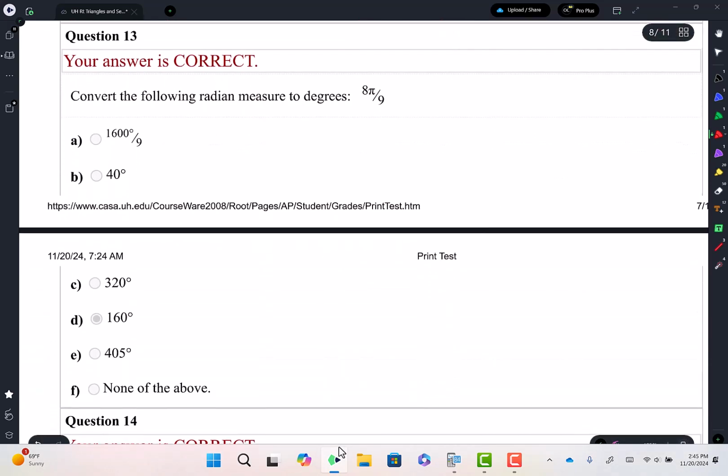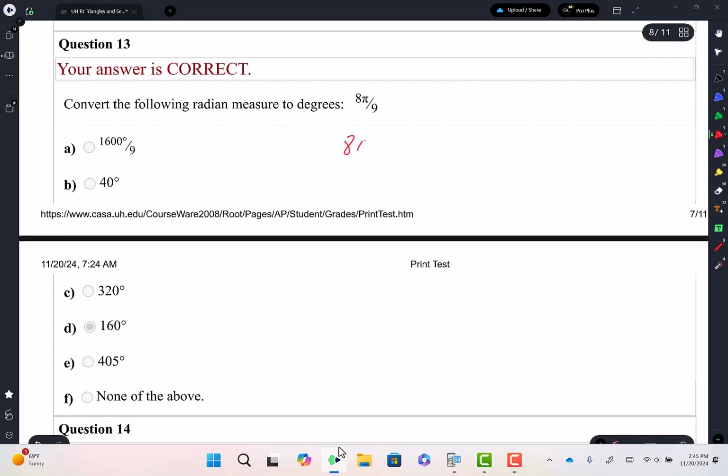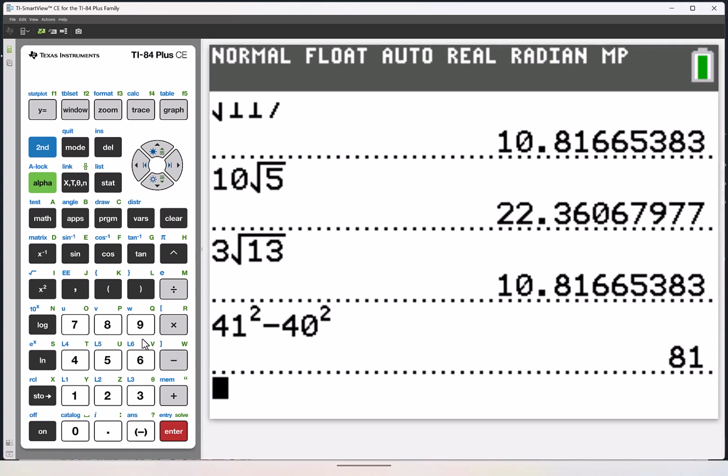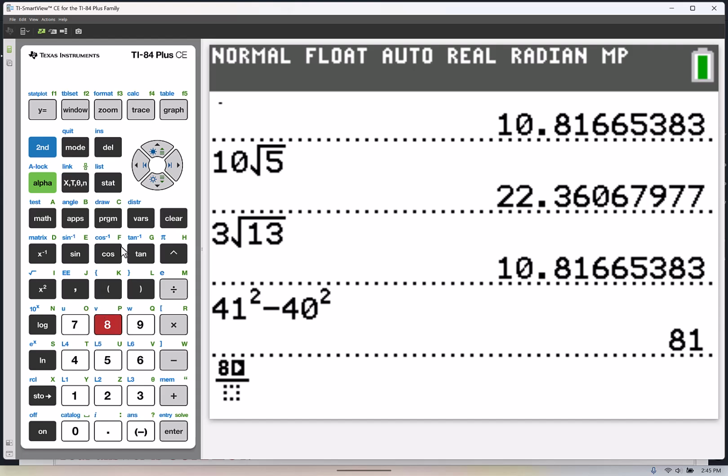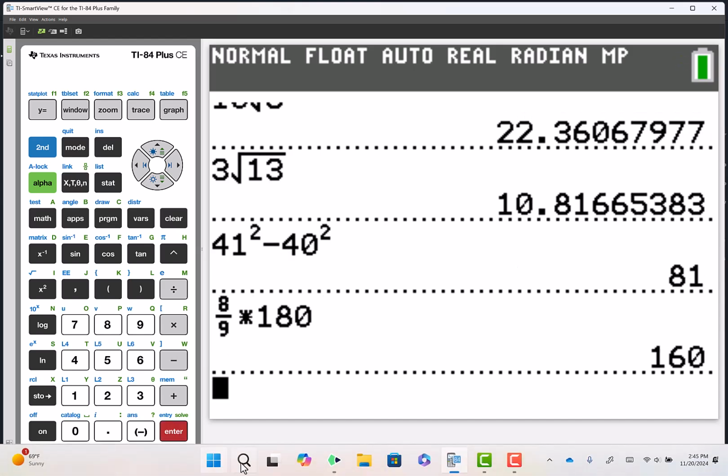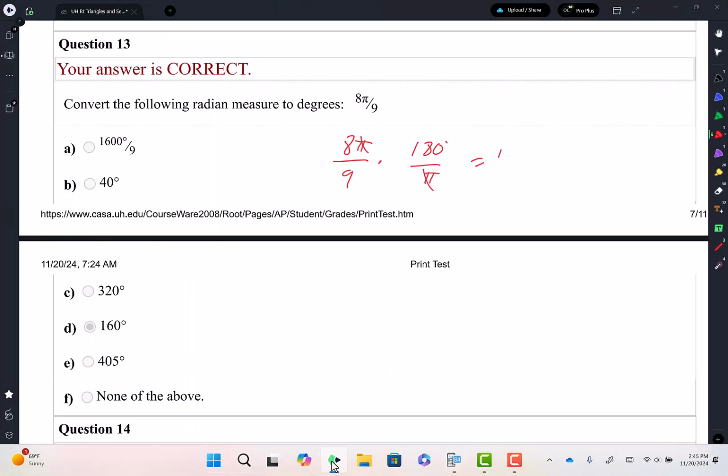Convert the following radian measure to degrees. This one's done in the unit circle. I don't know what it is. Relax. 8 pi over 9 times 180 over pi. The pi's cancel out. Take your calculator. Go 8 over 9 times 180, using the little fraction feature. There it is, 160. Bam.